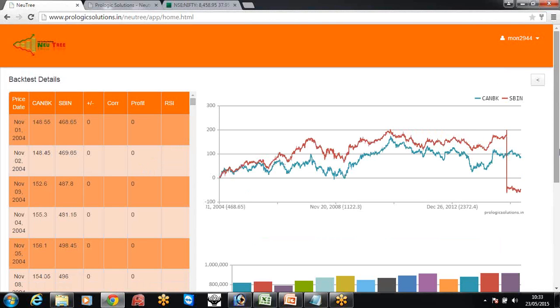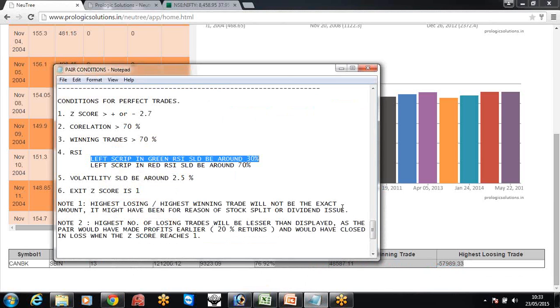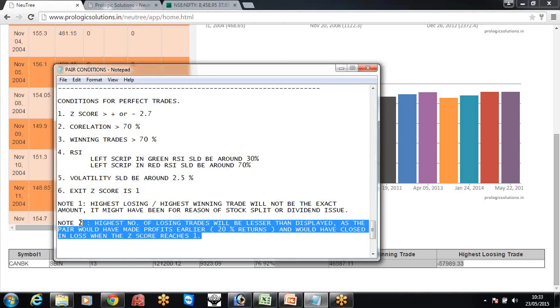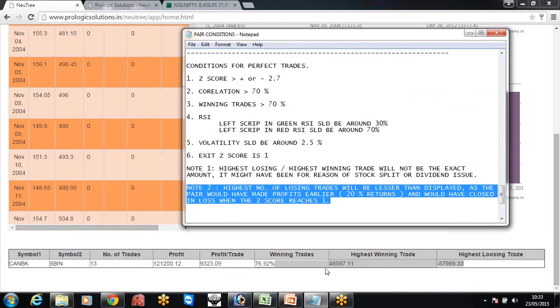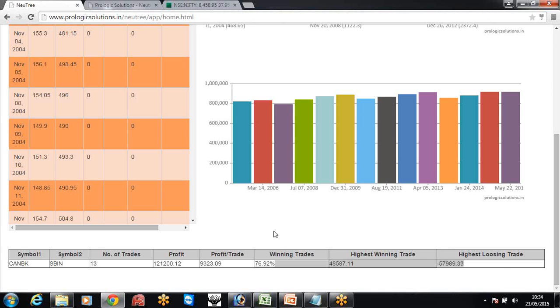So I have told you the highest winning trade and the highest losing trade will not be this actual figure, because there would have been a split or a dividend issue. That is the reason why you'll not get that. And the other thing is the number of highest losing trades will actually be lesser than what is displayed here. That is because I will show you some real trades in that case.